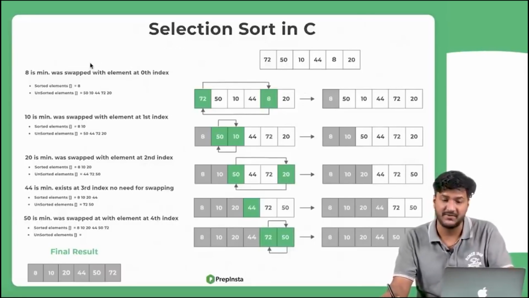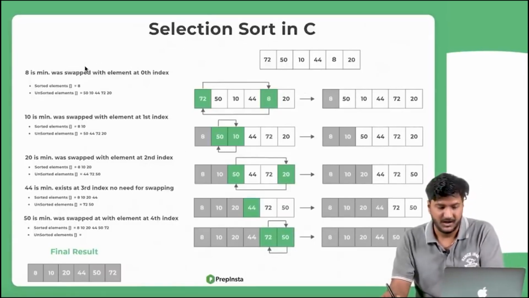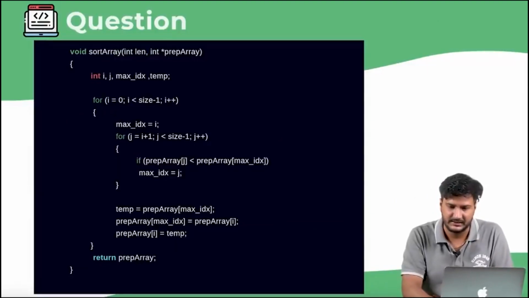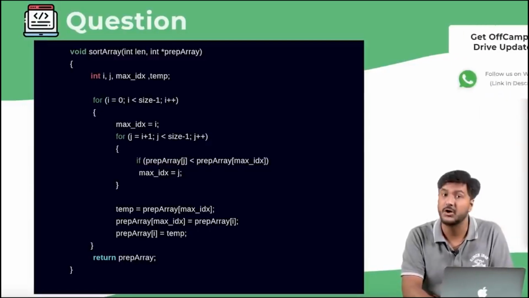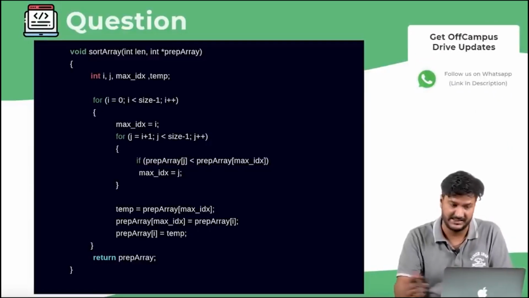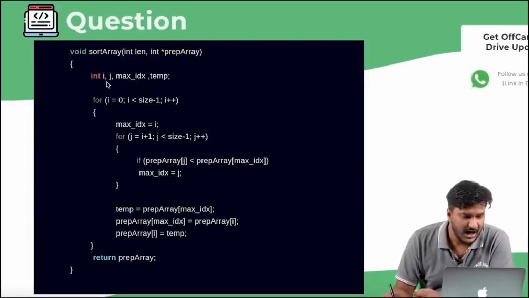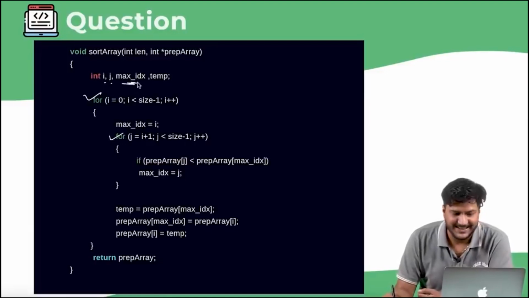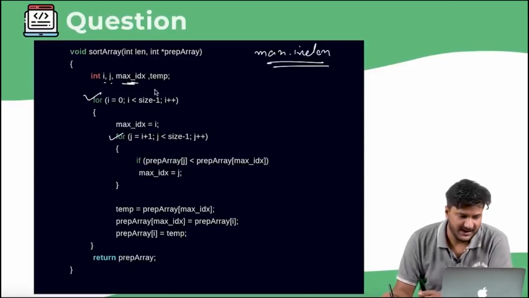So let's go back to the question that we have, and try to understand exactly what is happening and what is wrong in this particular program. Again, you need to be good with data structures here. I have i for my first for loop and j for my second for loop. Then I have max index, because I want to find the maximum index value. And then I have temp, which is used to swap values.